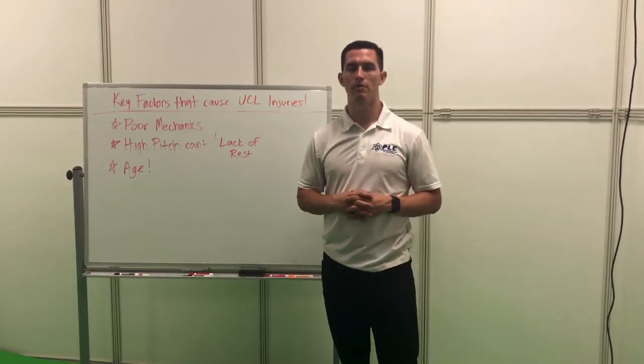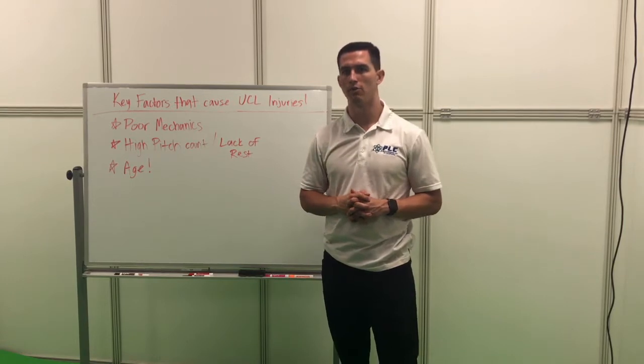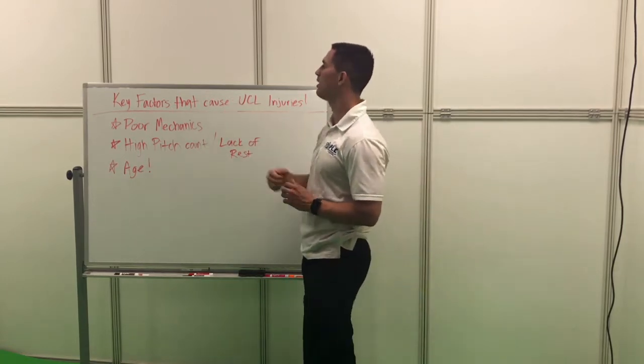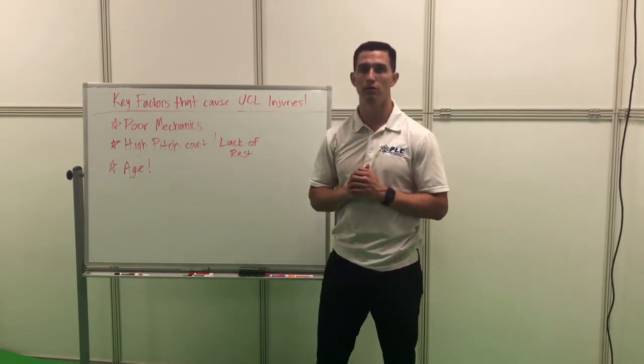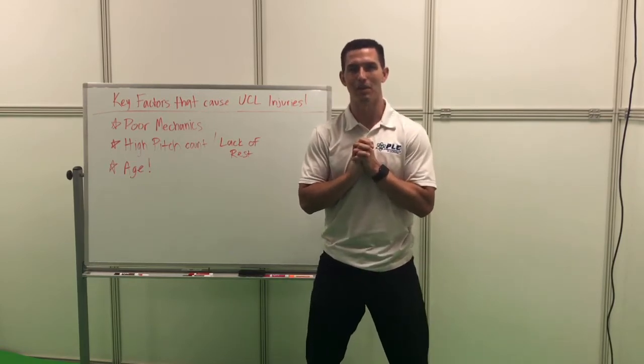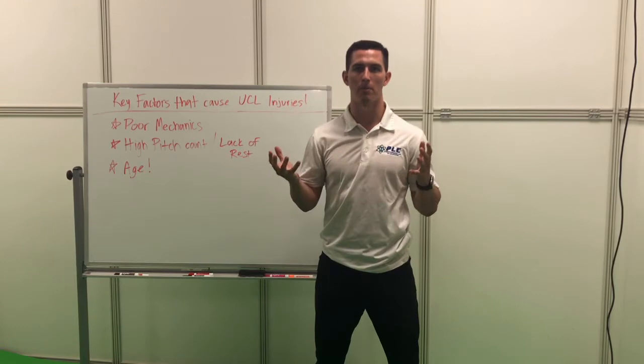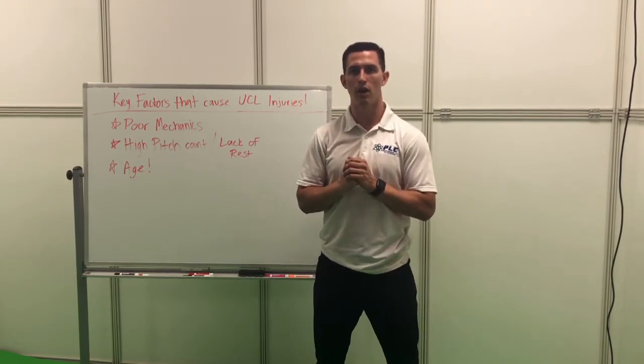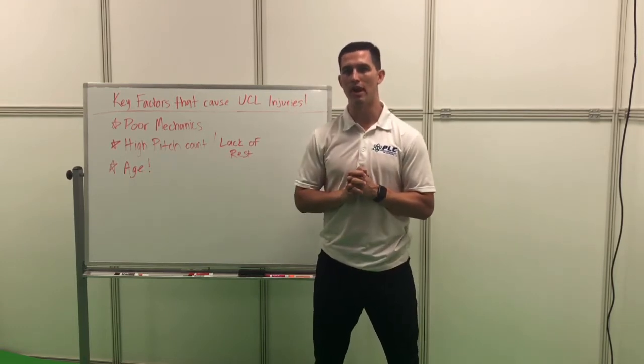I wanted to go through a very, very important conversation today, which is the key factors that cause a UCL injury. And the UCL, or ulnar collateral ligament, is the ligament that is also known for the Tommy Johns. When you get that surgery done, it's also the UCL ligament.